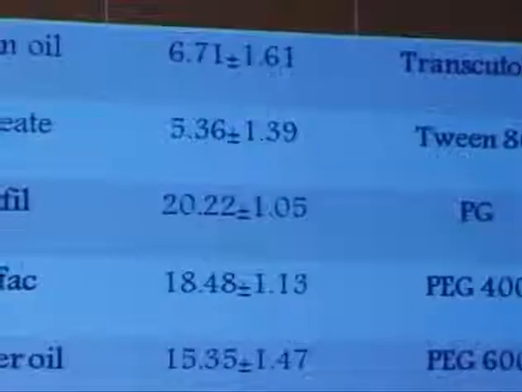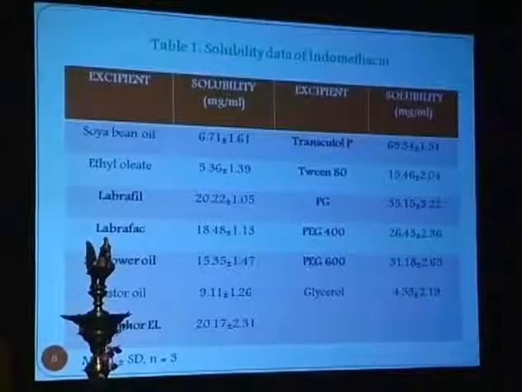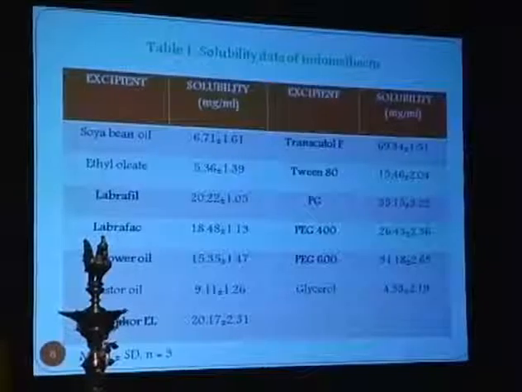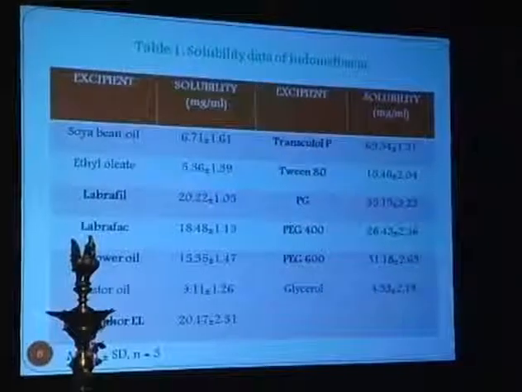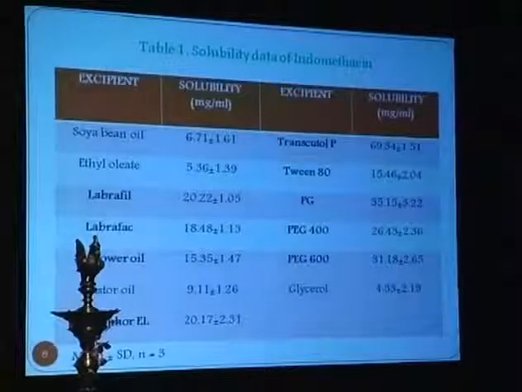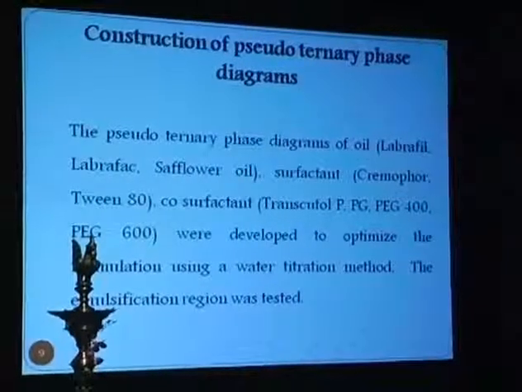So if you see, first they were allowed to reach equilibrium for about 7 days, then the centrifuged supernatant liquid was diluted and quantified by UV for the better solubility. And coming to the surfactants, Cremophor, Transcutol, Tween 80 are showing good solubility, while the co-solvents PG, PEG 400, 600 have better solubility. So these were carried for the further study of constructing the pseudo-ternary phase diagram.